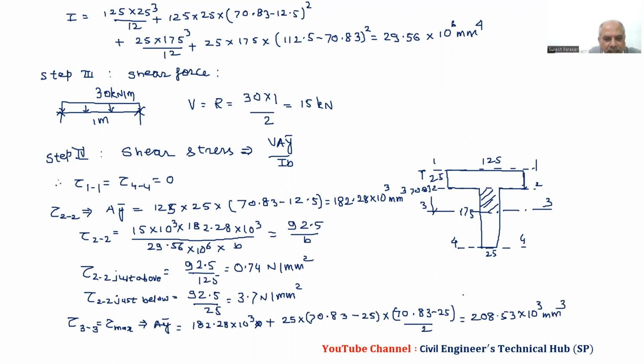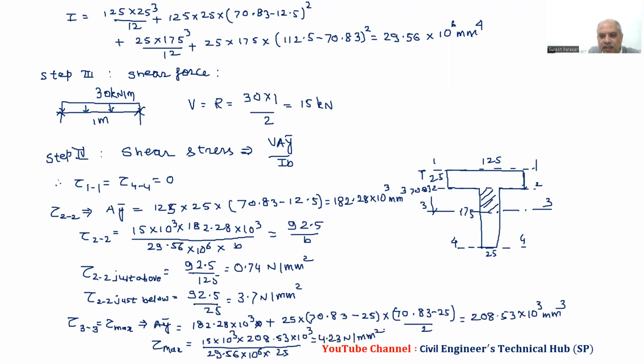And from this, if we calculate the tau value, we have tau max equal to V A Y bar over I B. V is 15 into 10 raised to 3, A Y bar is 208.53 into 10 raised to 3, I is 29.56 into 10 raised to 6, and B is 25. And this value is 4.23 Newton per mm square.